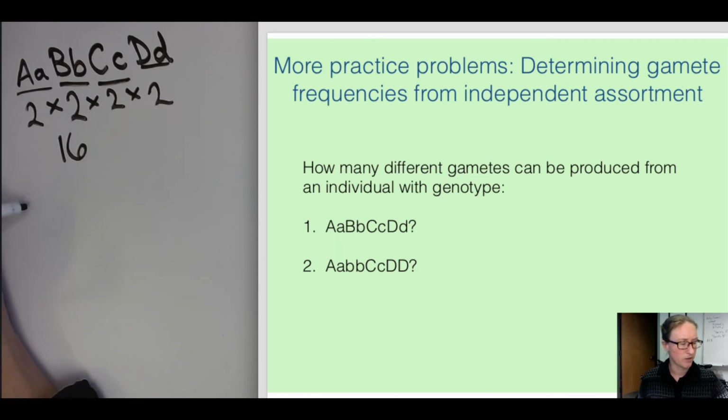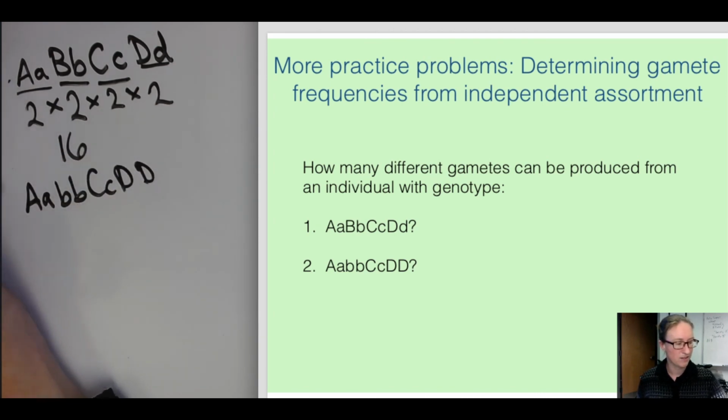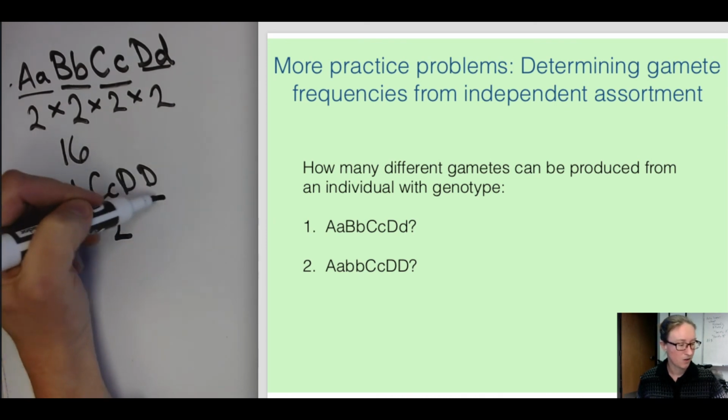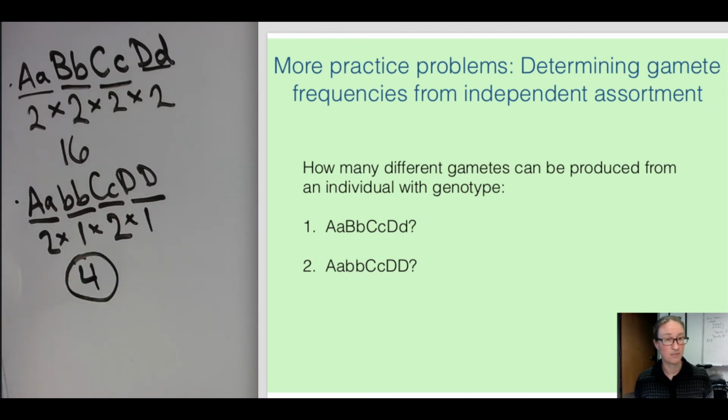So let's look at the second individual. So the second individual is big A, little a, little b, little b, big C, little c, big D, big D. So how many types of gametes can this individual produce? Well, big A, little a, so that's 2. With our little b's, 1, right? Little b is the same as little b. 2 for big C, little c. 1 for big D, right? Big D is the same as big D. So this individual can produce a total of 4 types of gametes.